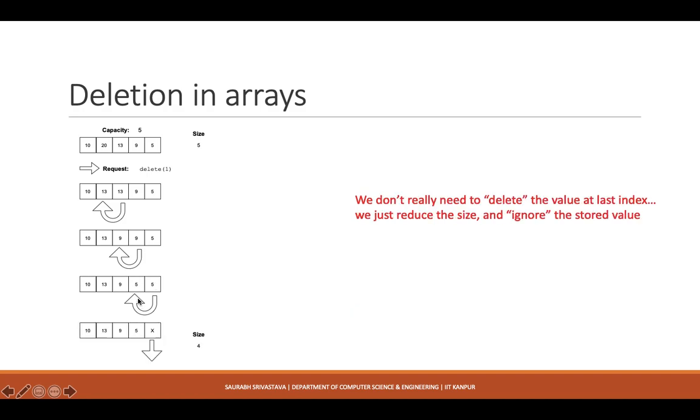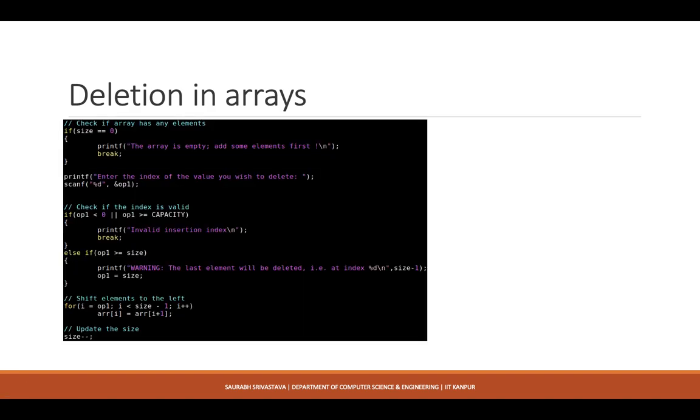And now essentially this particular slot is just a don't care. Even though the value 5 is there, I simply don't consider it because I have decreased the value of size from 5 to 4. So for me, my array simply ends here, and I really don't care whatever is there, right? So this is the whole idea of deletion, and this is the parallel code. Just like insertion, I now have a parallel code for deletion. Parallel, as in, this is the corresponding code for deletion.